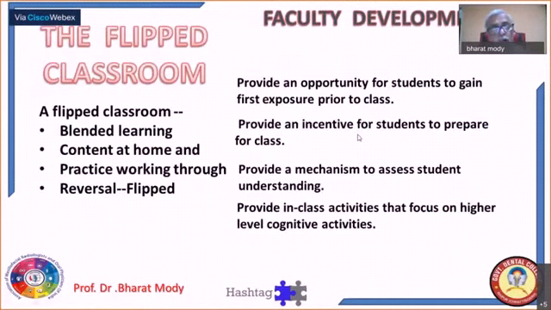Which brings us to the flipped classroom. A flipped classroom is a blended learning where you give a home assignment and then there is a discussion. So content is at home and then the discussion takes place in the classroom. Why is it called flipped? Because there is reversal. Normally you would give a lecture and give an assignment. Here you are given an assignment first and then you are asking them to do it.